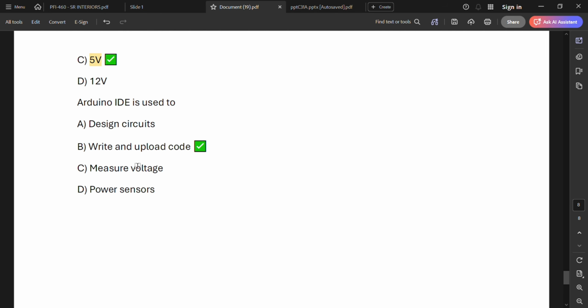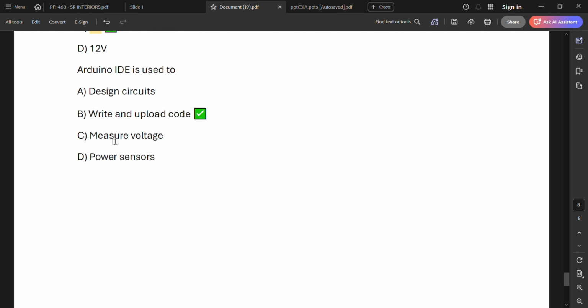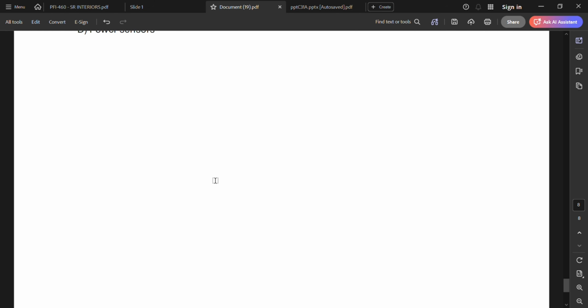Next question. Arduino IDE is used to write and upload code, design a digital circuit, measure voltage, or power a sensor. The correct answer is option number B. Thank you.